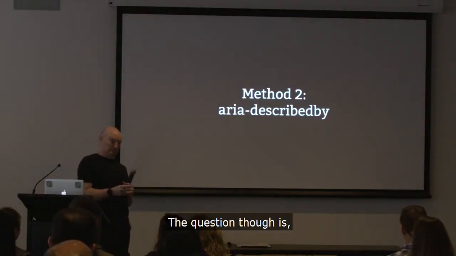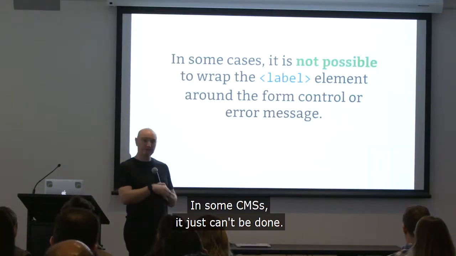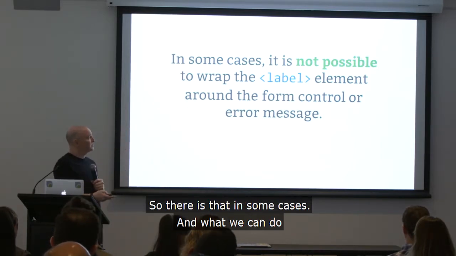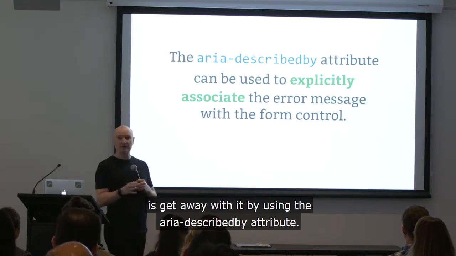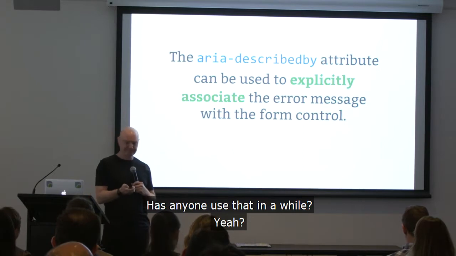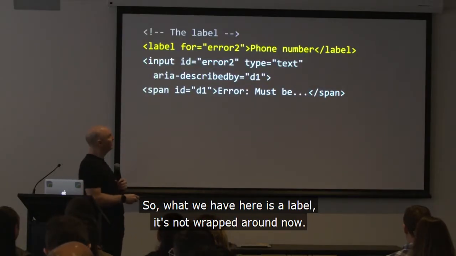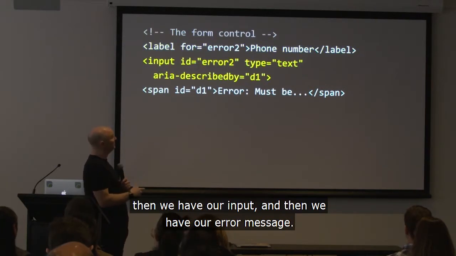The question though is what happens if you can't wrap labels around form fields? In some CMSs it just can't be done. So there is that sort of case in some cases, and what we can do is get away with it. We're using the ARIA describedby attribute. Has anyone used that in a while? Yeah? So what we have here is a label that's not wrapped around now. So we have the label, then we have our input, and then we have our error message.